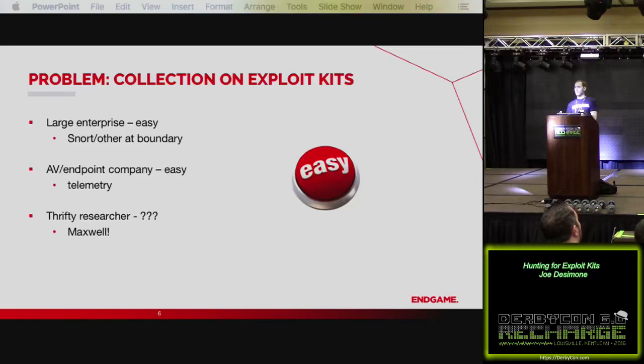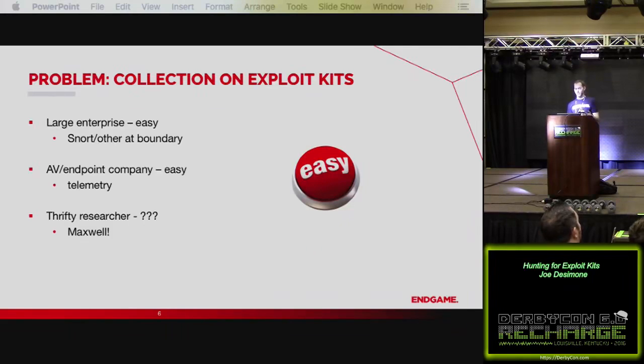Your fellow employees will happily browse the web and find their way to exploit kit activity. As long as you have decent Snort signatures or something at the gateway, you can use your own fellow employees to collect new samples and do your research that way. If you're an AV or endpoint company, it's also pretty easy. You can collect telemetry, and you're going to know where these people are going and how they're getting popped. So you're always collecting stuff.